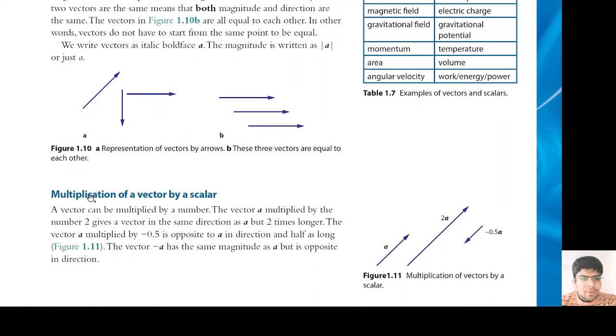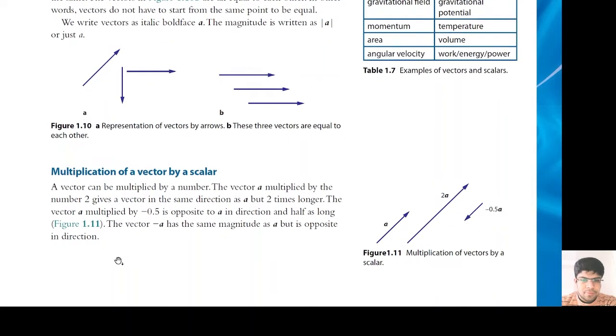Now here comes multiplication of a vector by a scalar. A vector can be multiplied by any number. The vector a multiplied by the number 2 gives a vector in the same direction as a, but 2 times longer. The vector a multiplied by minus 0.5 is opposite to a in direction and half as long, like in figure 1.11. The vector minus a has the same magnitude as a but is opposite in direction. So that is multiplication of vectors by a scalar.